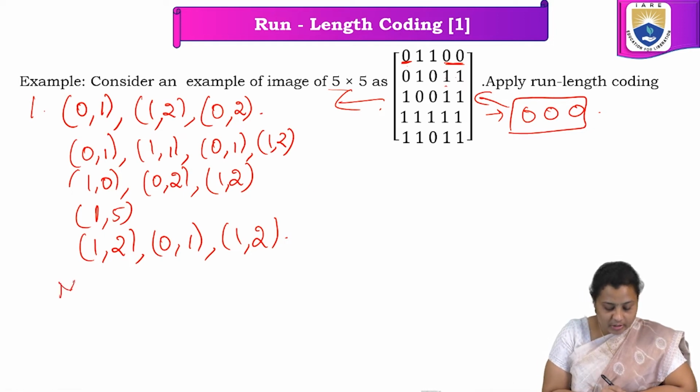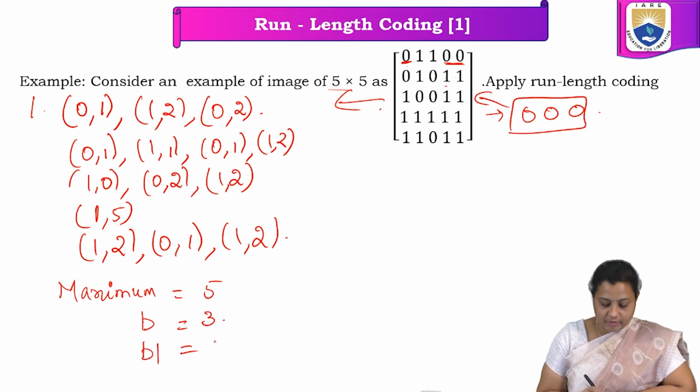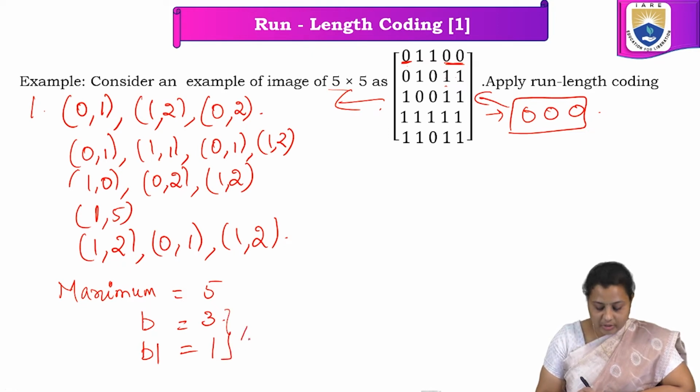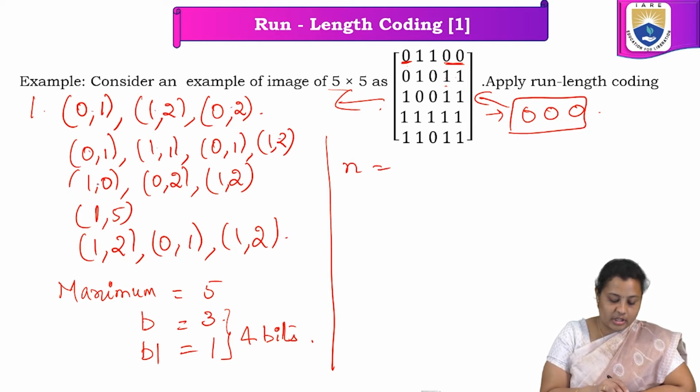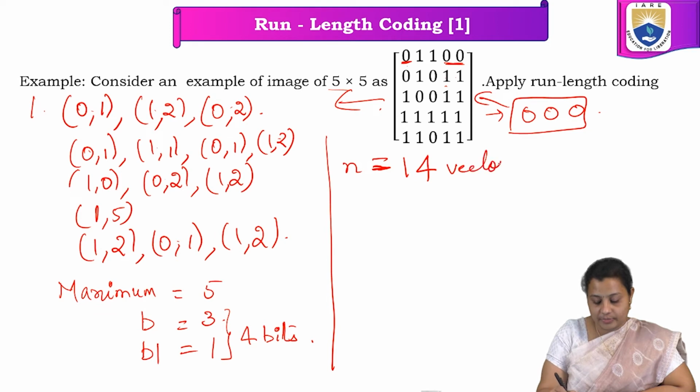So what is the maximum length that we have? We have 5. So how many bits are required to represent 5? 3 bits. And the intensity is 0 or 1, so we require 1 bit. So to represent each vector, we require 4 bits. Now, how many vectors do we have? 1, 2, 3, 4, 5, 6, 7, 8, 9, 10, 11, 12, 13, 14. So we have 14 vectors, right?